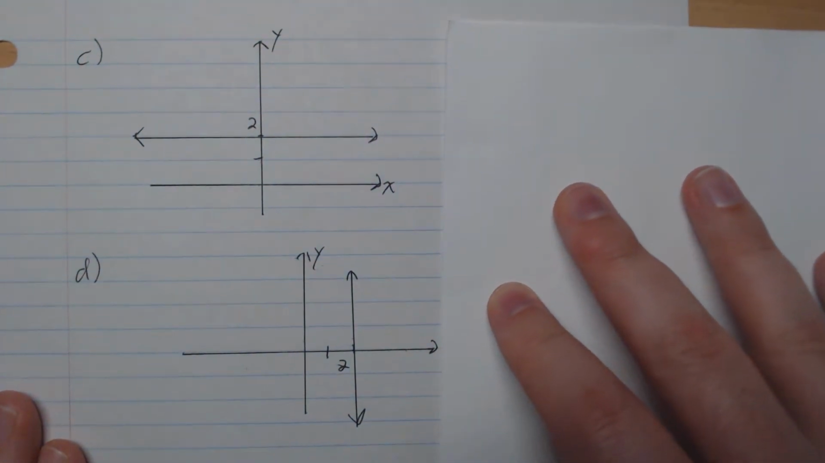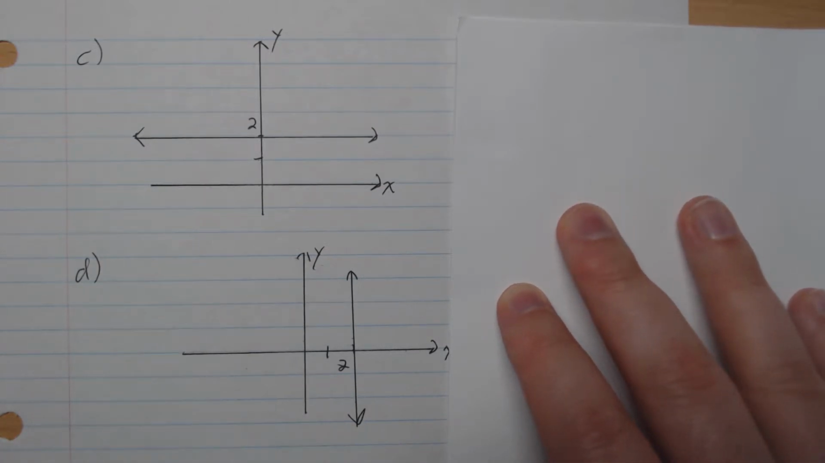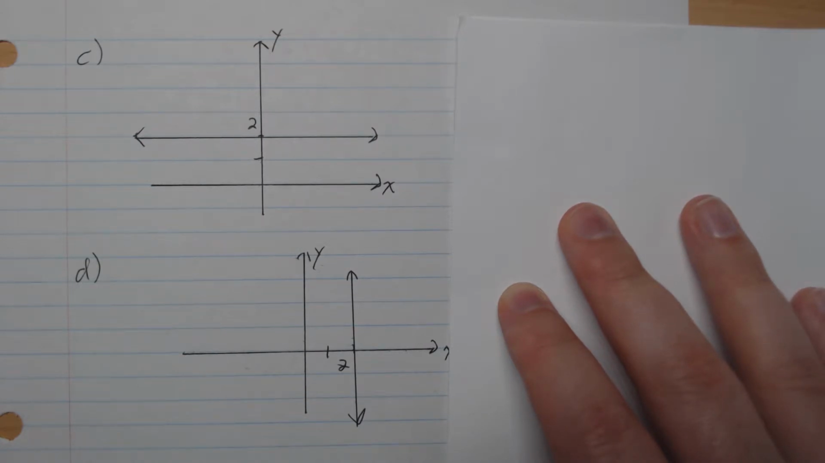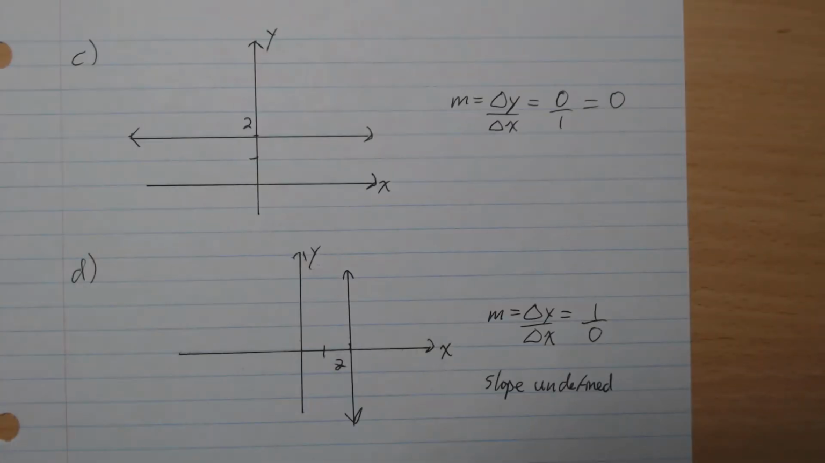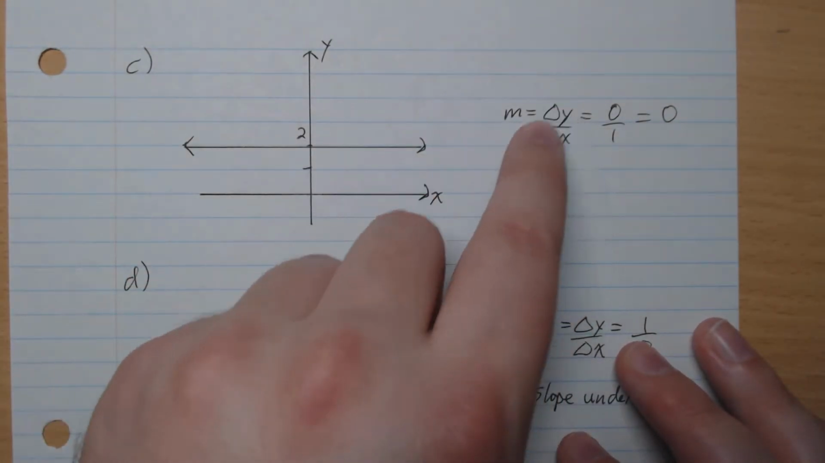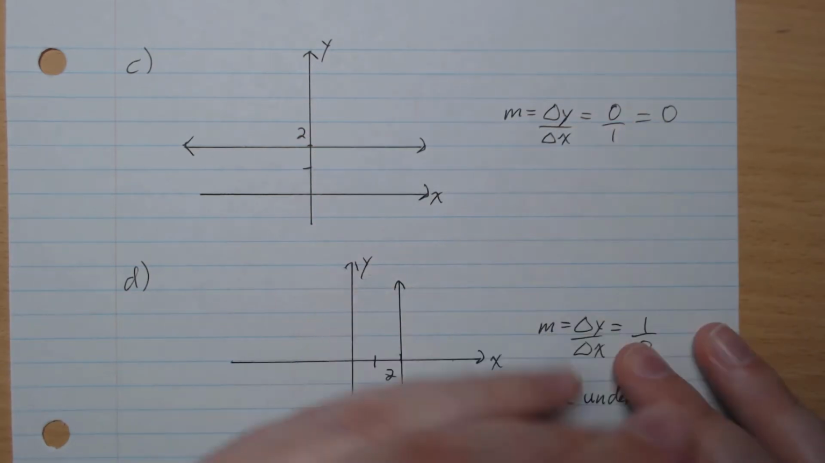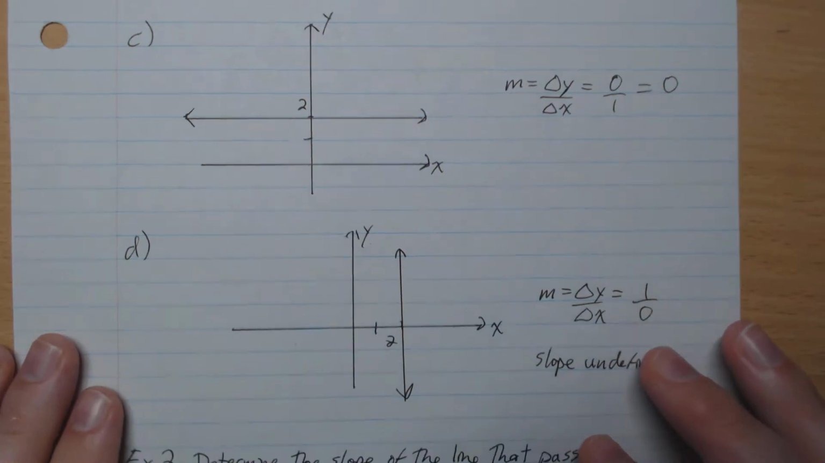Now you can do both C and D. Go ahead and pause the video and find the slope of these linear functions. Number C, we notice there's no change in y, so delta y is 0. As we move along, delta x is 1. So this is a slope of 0.